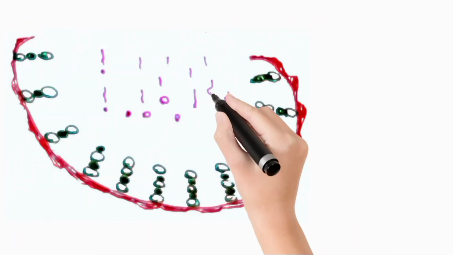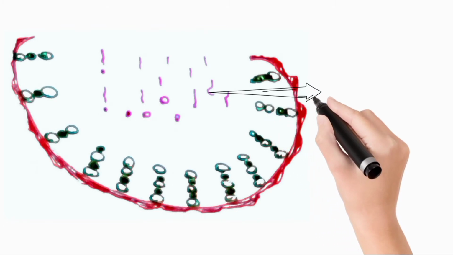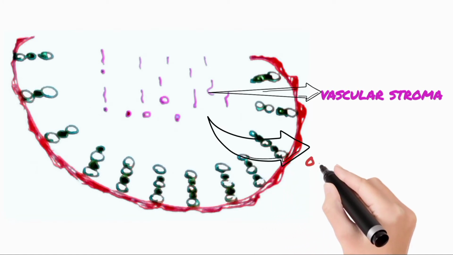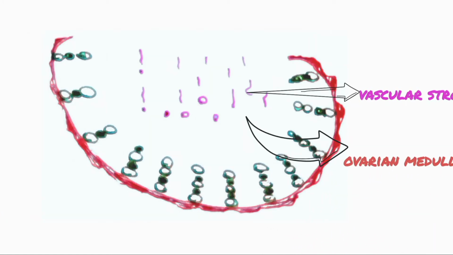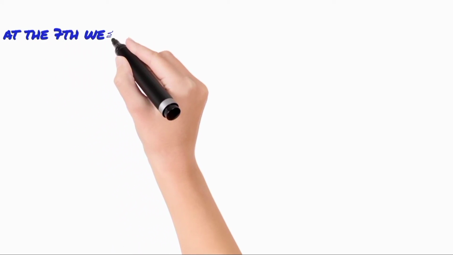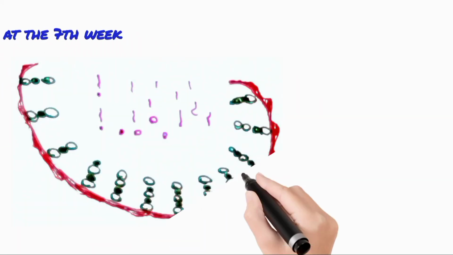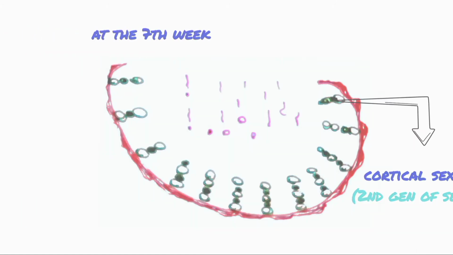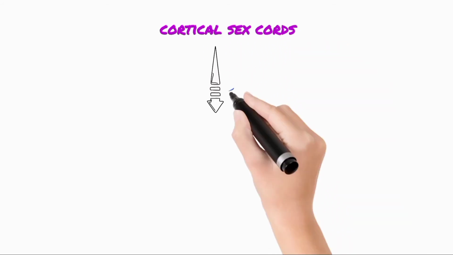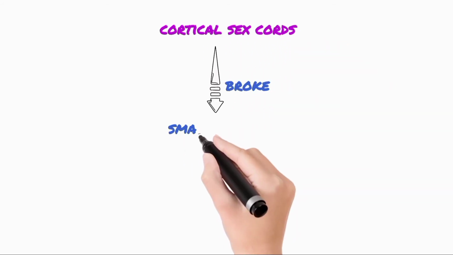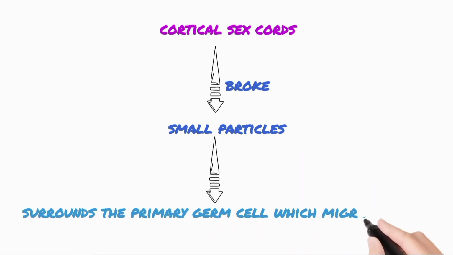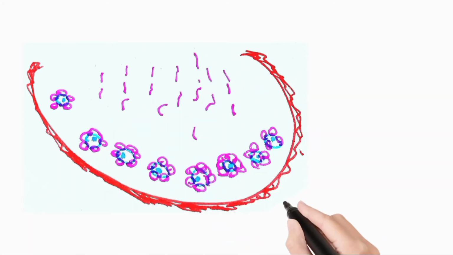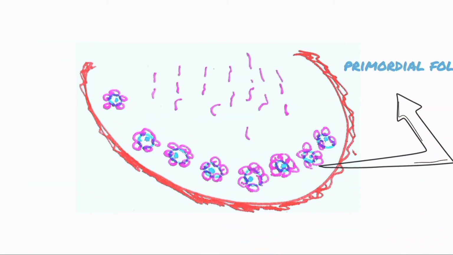Then the rete ovarii is replaced by vascular stroma. It becomes the ovarian medulla. At the seventh week, the cortical sex cords develop well. They are also known as the second generation of sex cords. After development, the cortical sex cords break into smaller particles. The smaller particles surround the primary germ cells which migrated into the gonadal ridge and adhere to form primordial follicles.